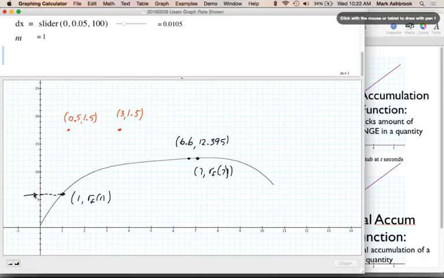So right here is the y value for when x is 1, and that's the rate of change corresponding to the time 1 second after. Okay, going back to this.